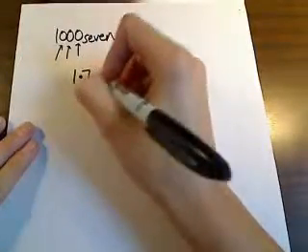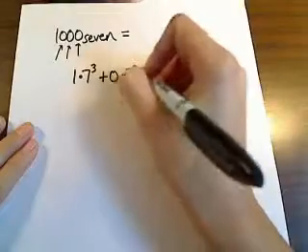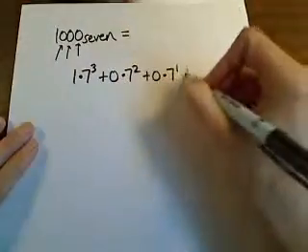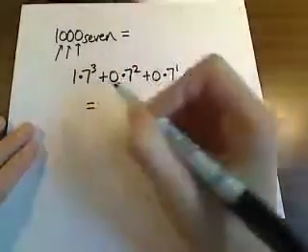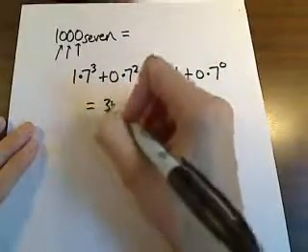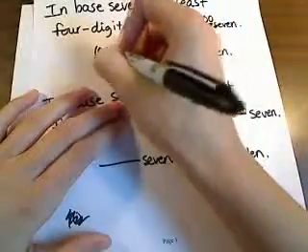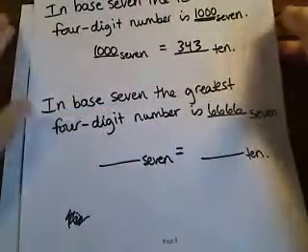So this is really 1 times 7 to the 3rd plus 0 times 7 to the 2nd plus 0 times 7 to the 1st and 0 times 7 to the 0. So these are all going to be 0. 1 times 7 to the 3rd is just 7 to the 3rd, which is 343. So if we go back here, 1,000 base 7 is equal to 343 base 10.